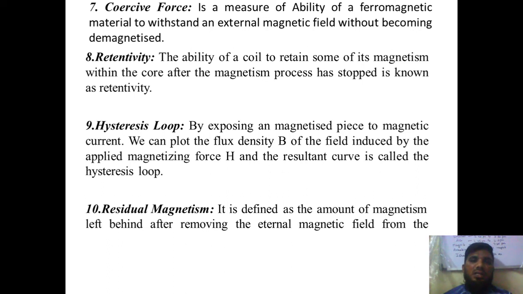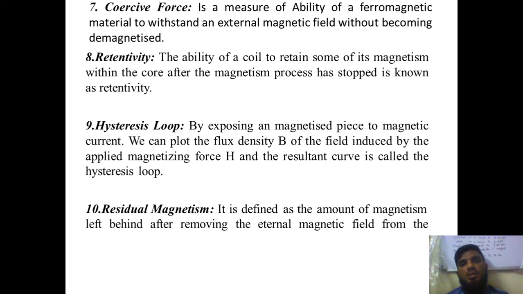Next is retentivity, the ability of the material to retain some of the magnetization within the core after the magnetization process has stopped. Everyone knows that when we pass current around a material, the current will produce a magnetic field, and a magnetic field will produce current. These two are mutual. Okay.